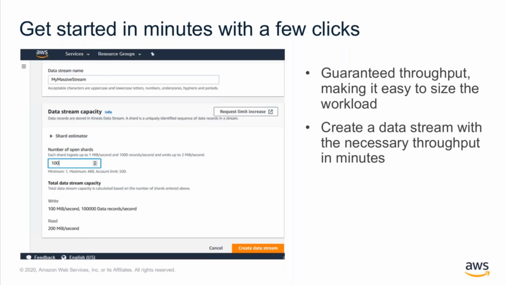You're not really worried about translating those throughput requirements into the type of instances you need, the amount of storage you need, or what the scaling cliffs, if you will, are as your throughput increases. You don't have to worry about that. All you have to know is your throughput requirements. You translate that into number of shards, you specify the quantity, and you can get started. And the creation of a data stream, even at a really high scale, happens in a few minutes. You can create a data stream with the necessary throughput in a matter of a few minutes.